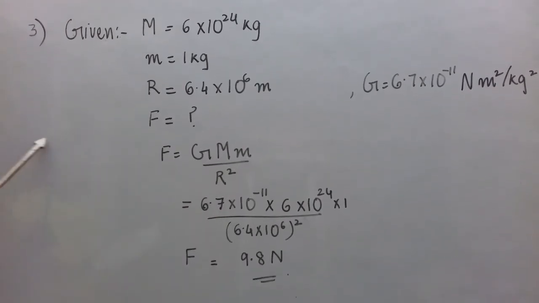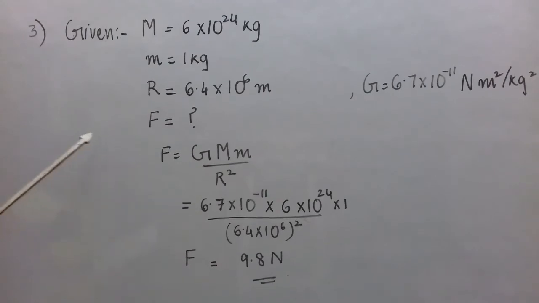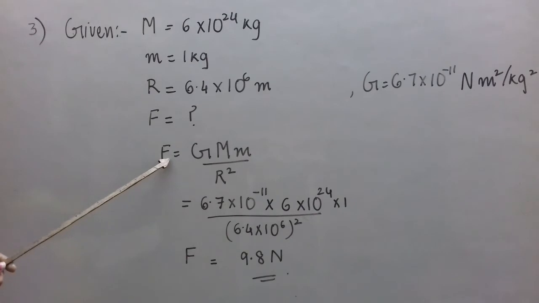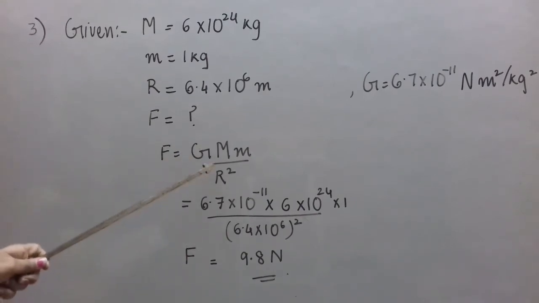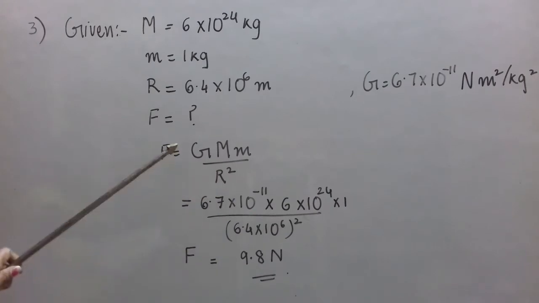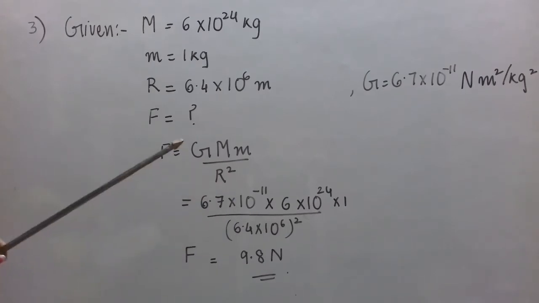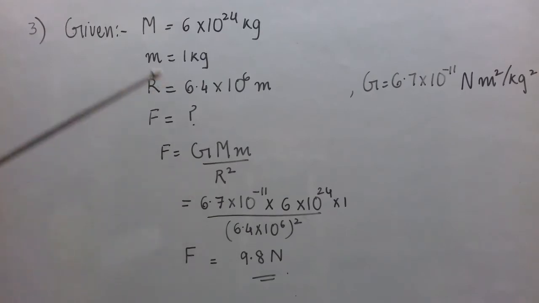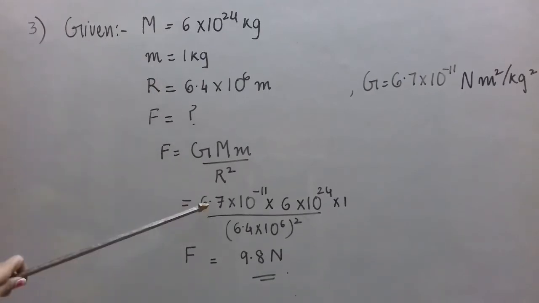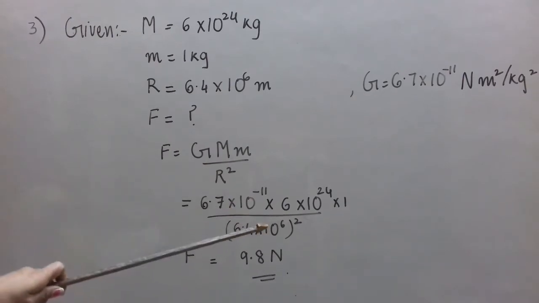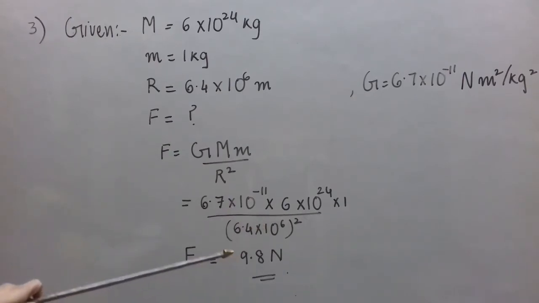If you want, you can mention it here. According to Newton's universal law of gravitation, capital F is equal to capital G, capital M, small m divided by capital R square. You need to write the formula, there are marks for the formula, and you need to substitute the values as given here. For G already you know, M, capital M, small m divided by R square.